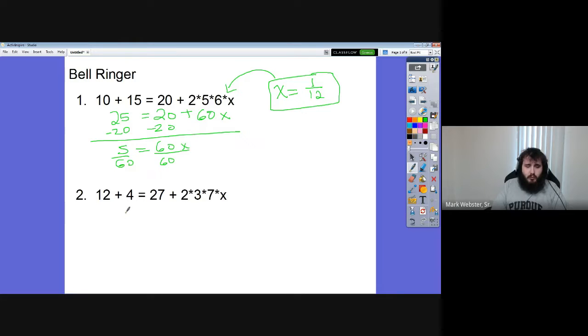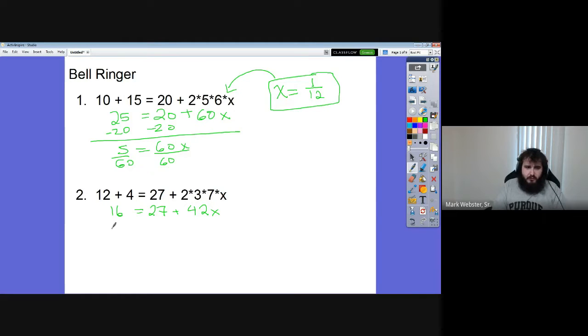Then we can go through and do the same thing for this one. We've got 12 plus 4 is 16 equals 27 plus 2 times 3 times 7. Either way you go about doing this, you get 42x. And then we've got it down to a two-step equation, so let's simplify.